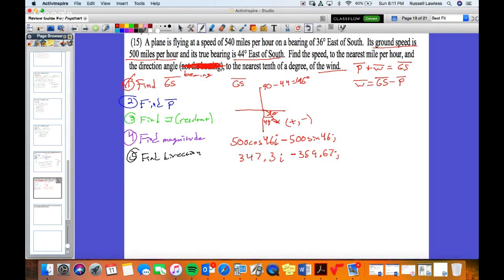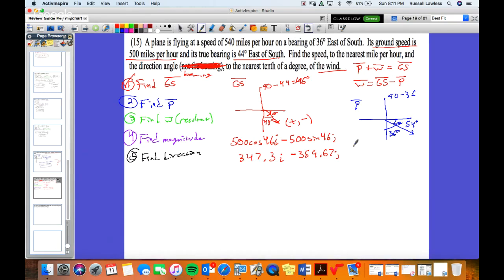And now let's find our vector for our plane speed. If I'm looking for the plane here, we're going to first draw it out. So I've got 540 miles at a bearing of east of south. Same thing, east of south, going 36 degrees. Can't use 36. So we're going to do 90 minus 36, and that'll give us 54 degrees.